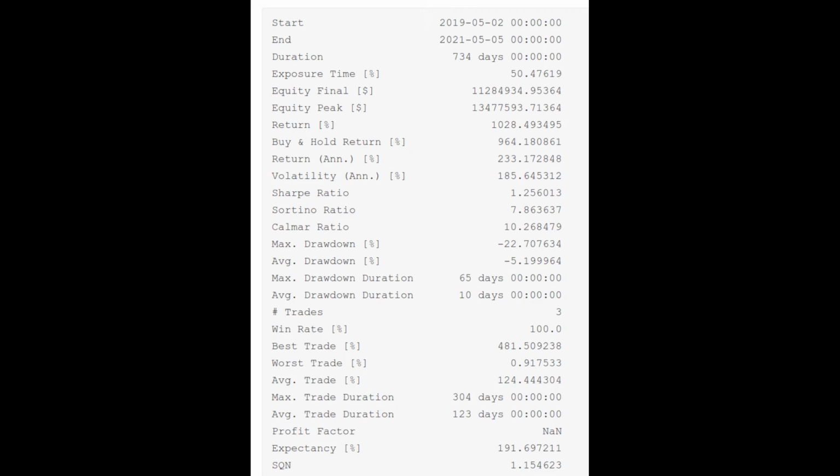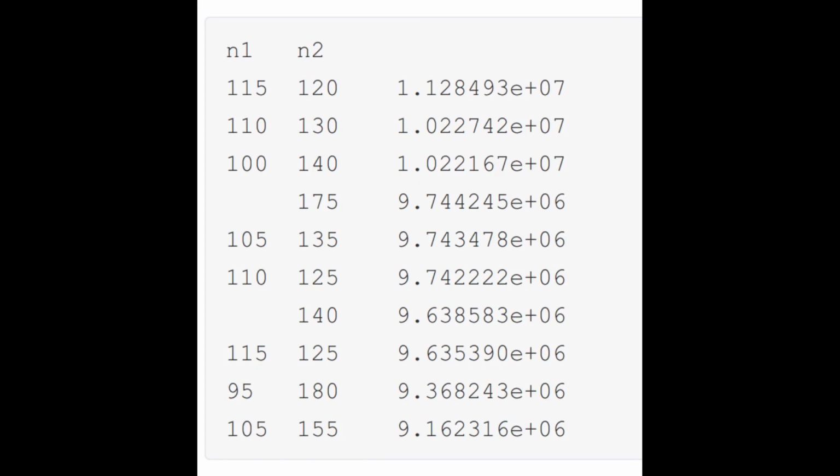Our maximum drawdown percentage halved and duration is now 1/5 of the previous run. We only made 3 trades and they are all to the point. They are all wins. Furthermore, we were exposed to risk only half the time. What are the magic numbers then? N1 equals 115 and N2 equals 120.